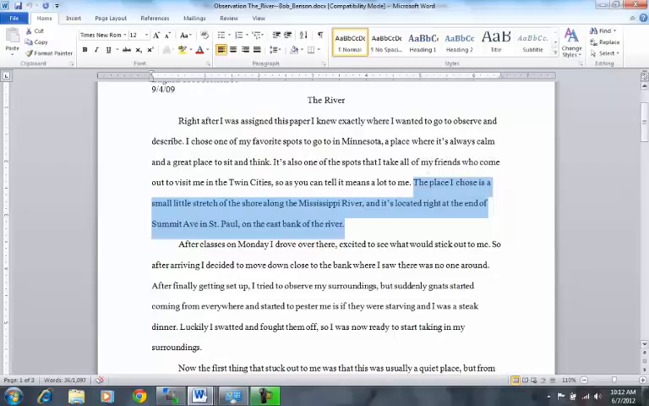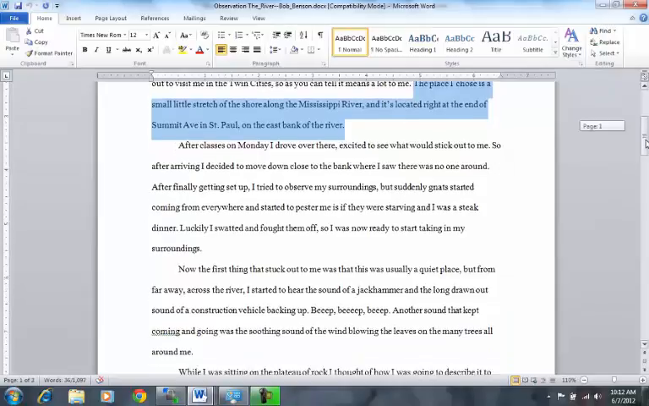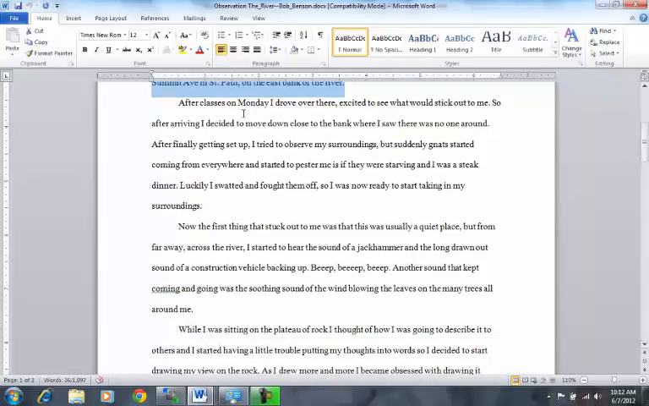Now let's take a look at what he says here. He has almost a second introduction with that second paragraph. Perhaps he could combine the two and actually make a stronger paper. "After classes on Monday, I drove over there, excited to see what would stick out to me. So after arriving, I decided to move down close to the bank where I saw there was no one around. After finally getting set up, I tried to observe my surroundings, but suddenly gnats started coming from everywhere. It started to pester me as if they were starving and I was a steak dinner. Luckily, I swatted and fought them off, so I was now ready to start taking in my surroundings."